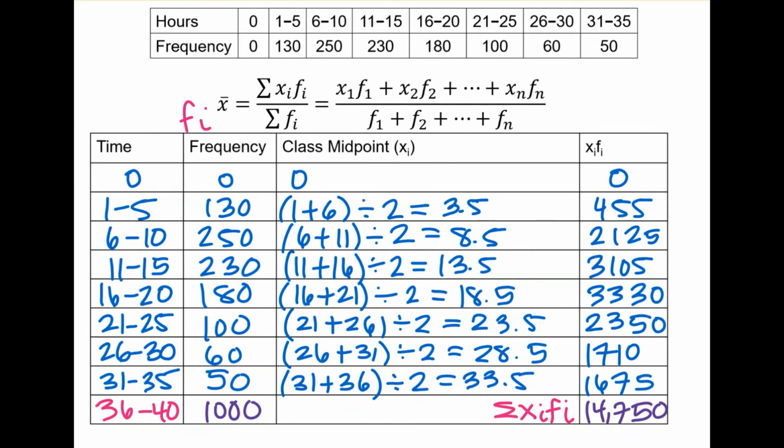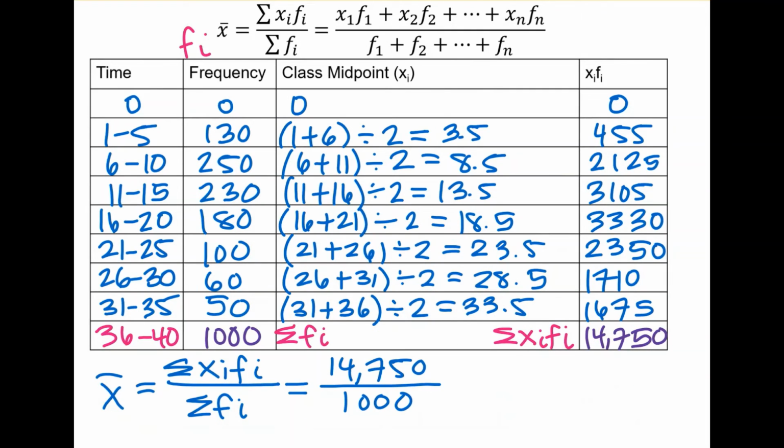14,750 represents the sum of the xi-fi's, and 1,000 represents the sum of all the fi's. Now we divide 14,750 by 1,000, and we get 14.75.